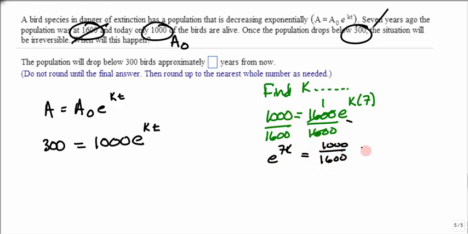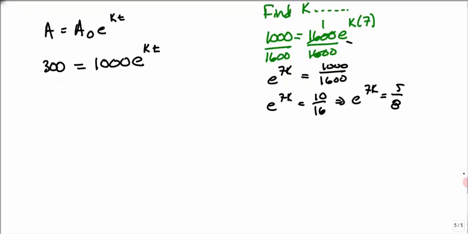Well, if I divide both sides through by 100, top and bottom, I'd have 10 over 16. 10 over 16 reduced is 5 over 8. Now to solve for k, I'd take the natural log of both sides. So I'm going to have the natural log of e to the 7k equals the natural log of 5/8.